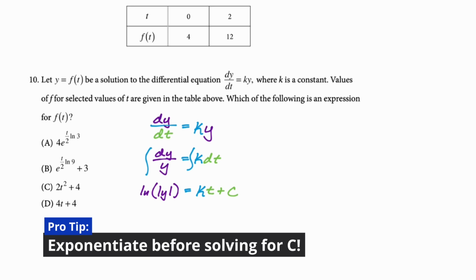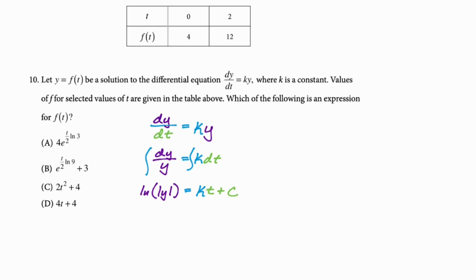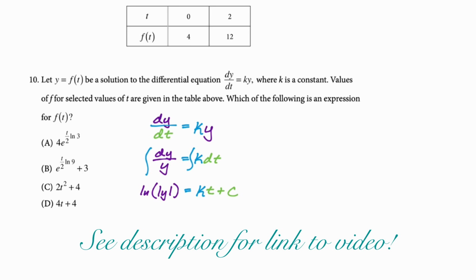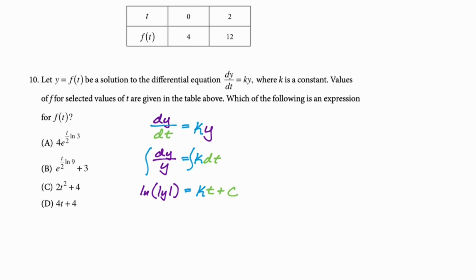Before you solve for c, if y is inside a natural log, exponentiate. It does two things for you. I'm just going to do it. I'll link to a video below, in the description, where I explain why this is happening, but we're going to get y equals a new value of c, e to the kt. Now we don't need to worry about that absolute value stuff when we're solving for c, which we're going to do right now.